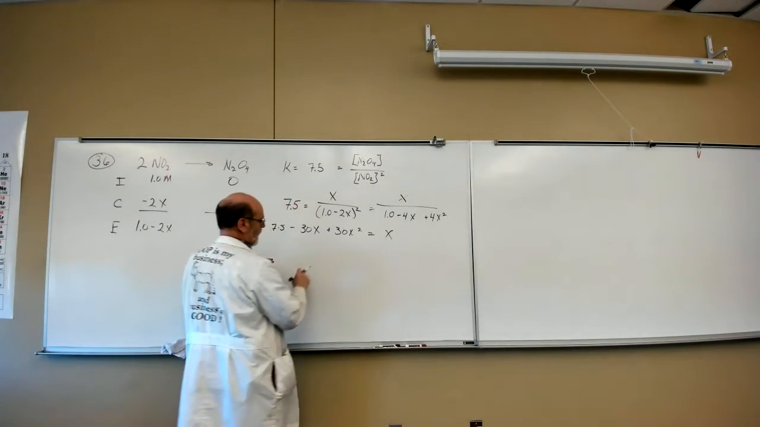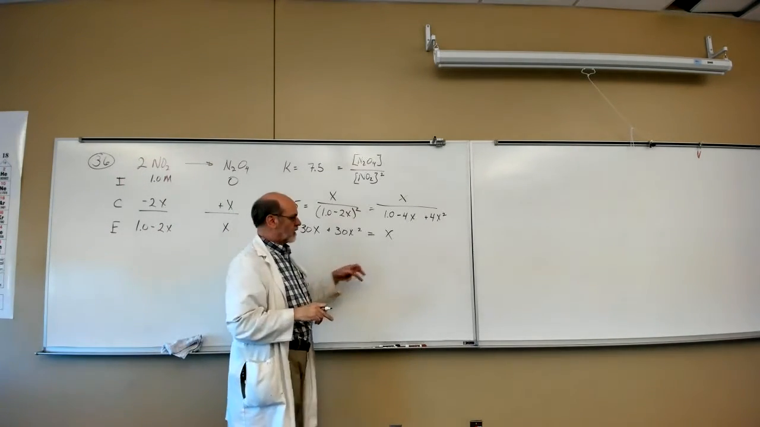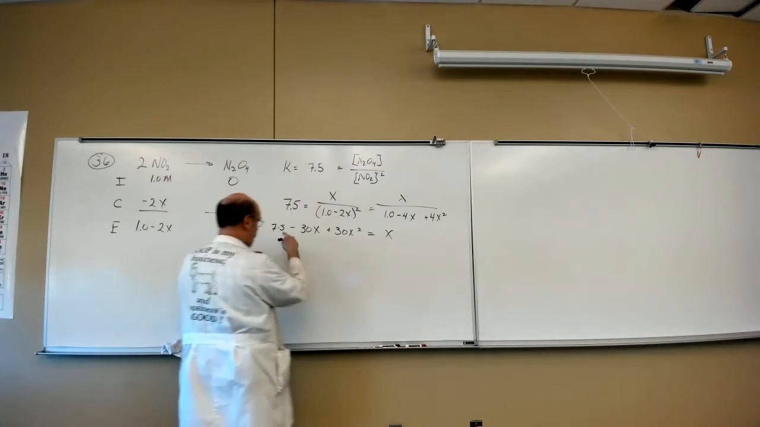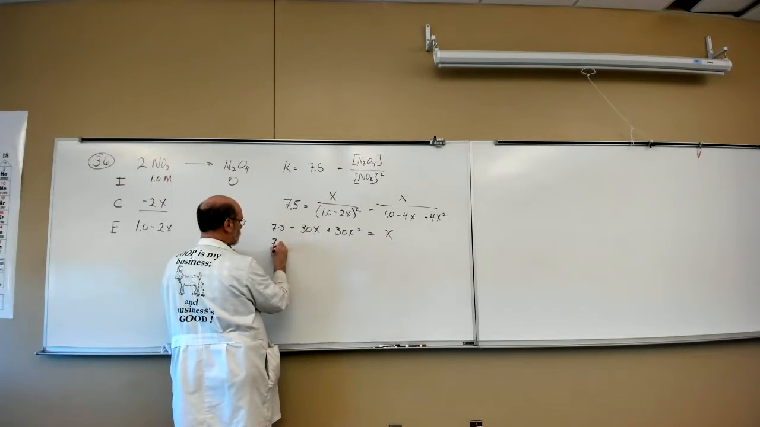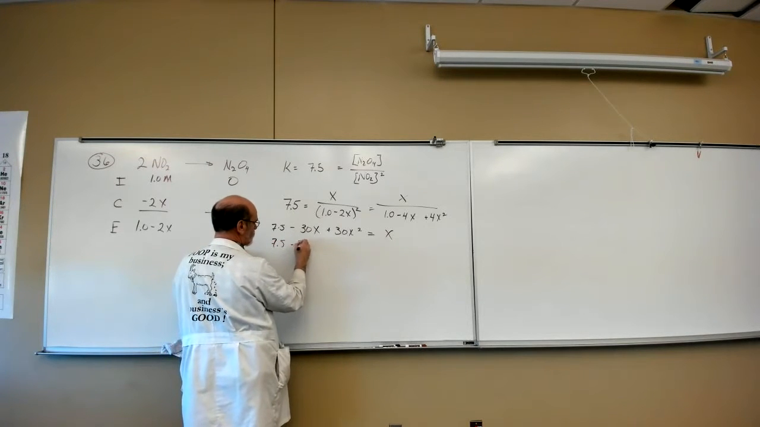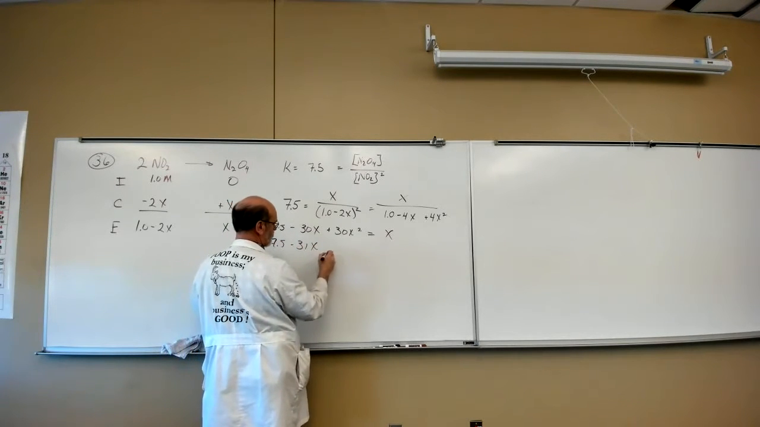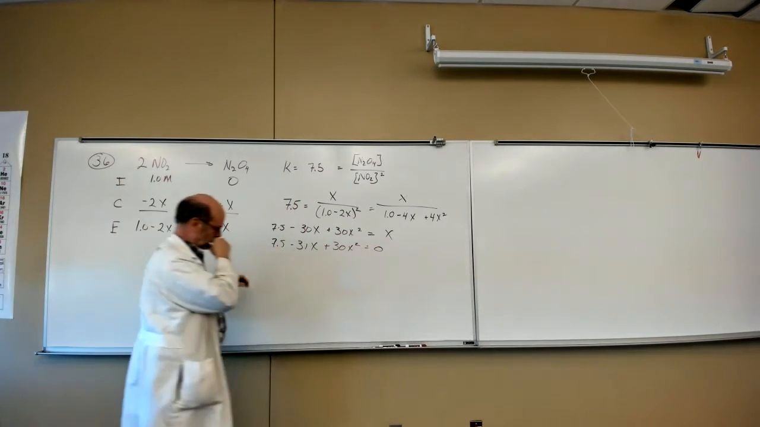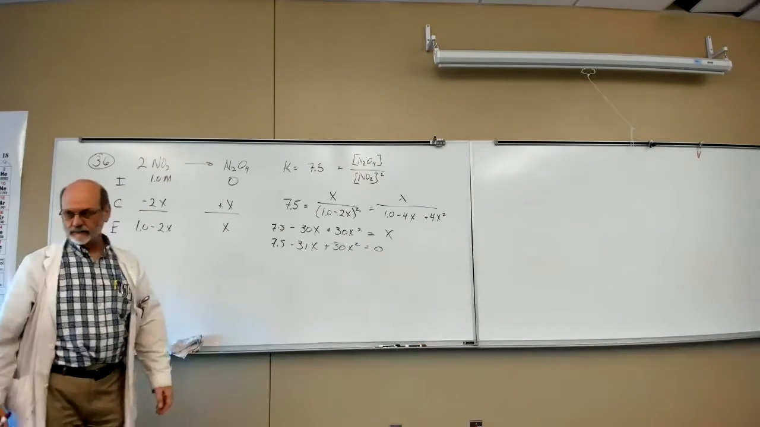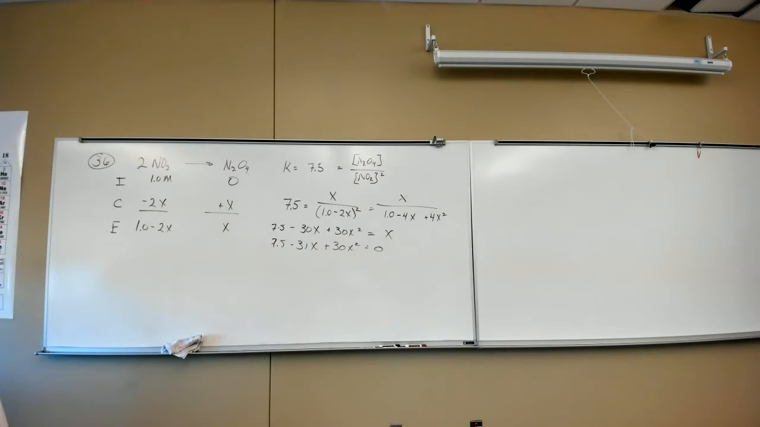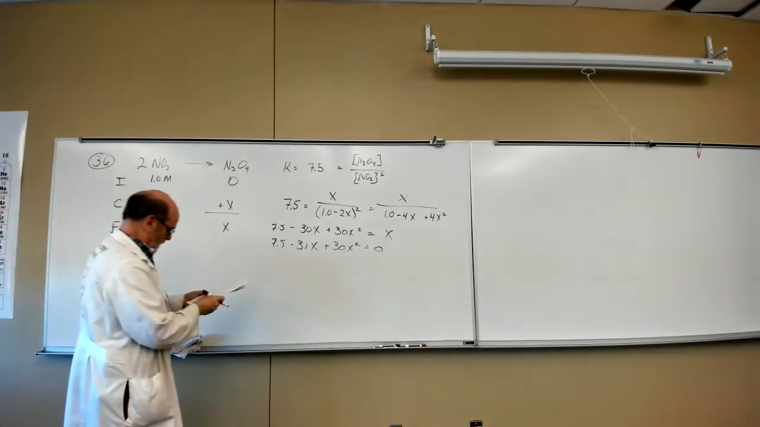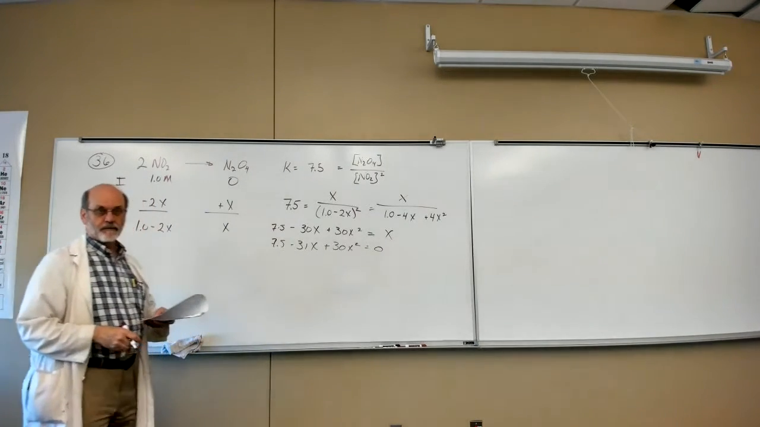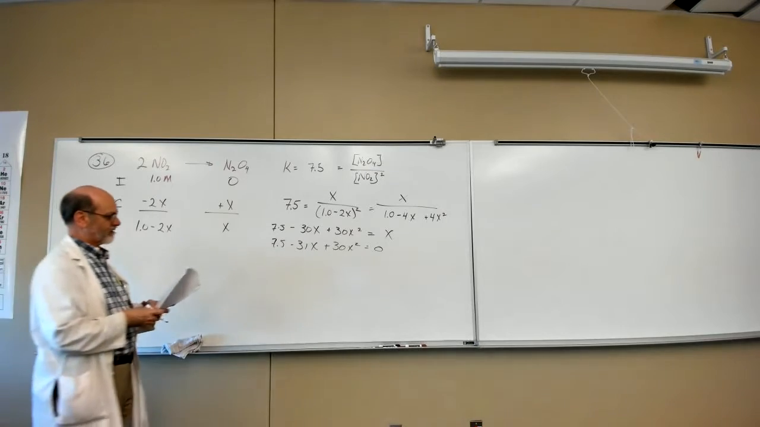Right. And in order to solve a quadratic, one side has to be equal to 0. So minus x on this side would be 7.5 minus 31x plus 30x squared equals 0. And then we solve the quadratic. Okay, so if you have some glimmer of memory, you're way ahead of where I was last week.